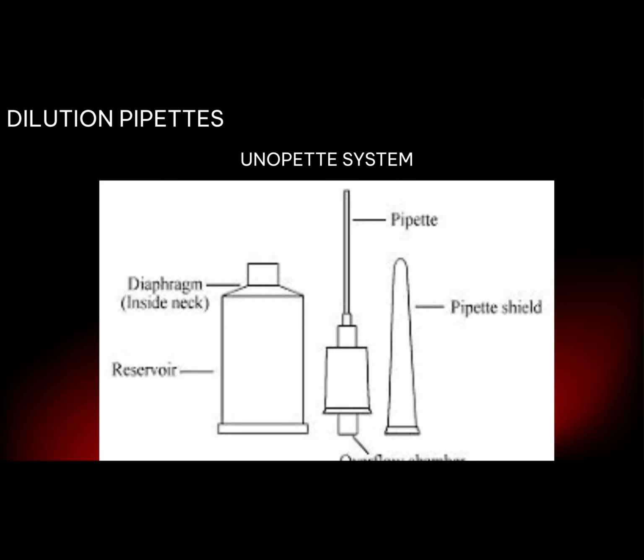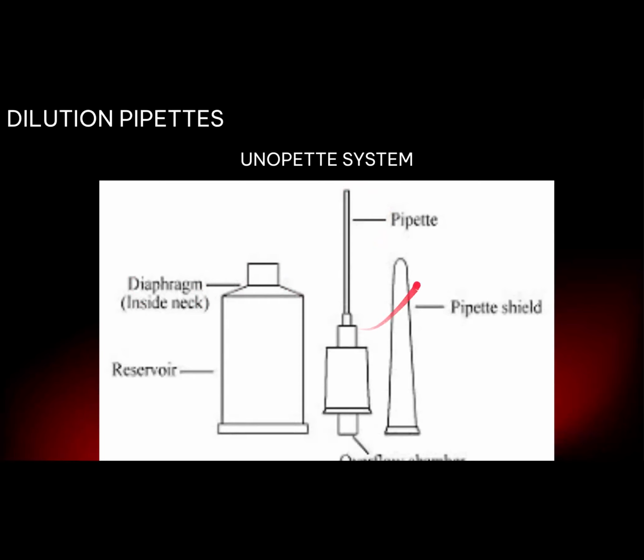For standardized pipetting and diluting of blood and other body fluids for increased safety, accuracy, and precision, we can use the Unipet system. For the different parts of the Unipet system, number one, we have the reservoir. The reservoir contains a pre-measured volume of diluting fluid and is sealed by a thin covering of plastic called the diaphragm. This is at the neck.